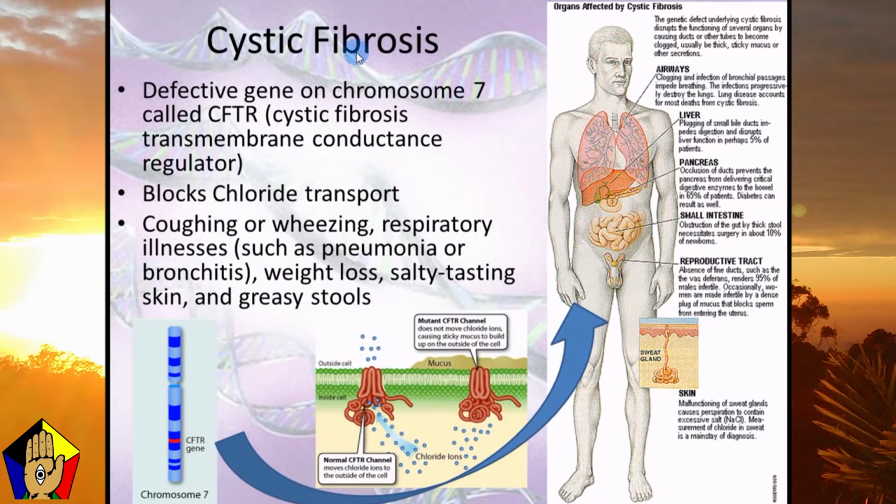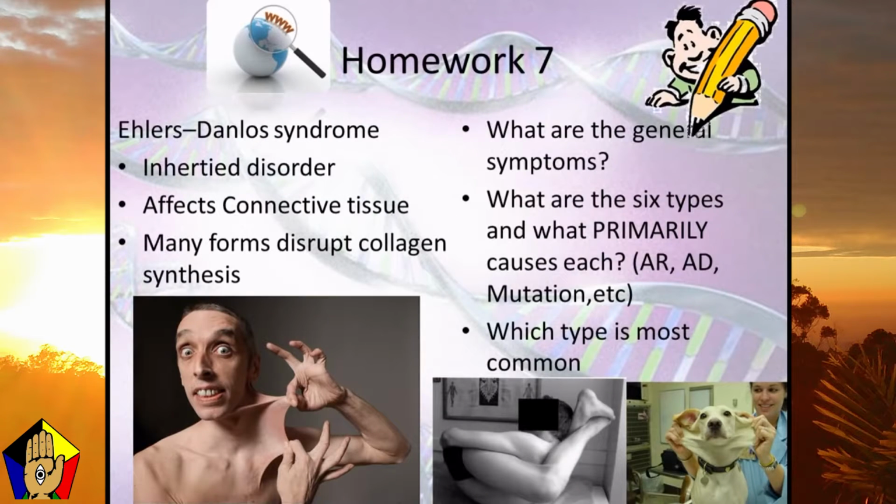Right? The next question you're going to answer is right here. So the next homework question, number 7, is you're going to look up one of these diseases. It's called Ehlers-Danlos syndrome. It's an inherited disorder. It affects connective tissue. There are a lot of forms of it, but in all of the forms, what it does is it disrupts collagen synthesis. So they can't make collagen efficiently. And yeah, this is actually a real picture of somebody with Ehlers-Danlos syndrome.